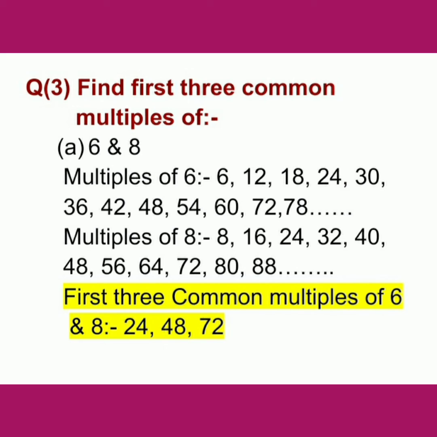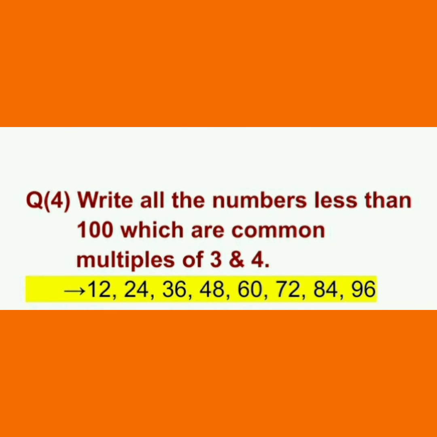Okay. Now write all the numbers less than 100 which are common multiples of 3 and 4. So you have to write common multiples of 3 and 4 which are less than 100. They will be 12, 24, 36, 48, 60, 72, 84 and 96. All these numbers are multiples of 3 and 4 both.